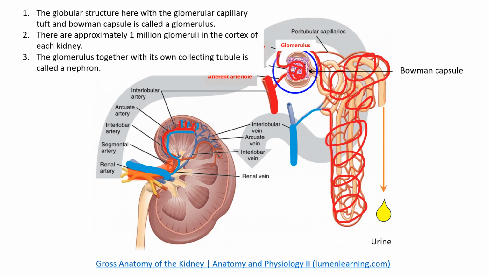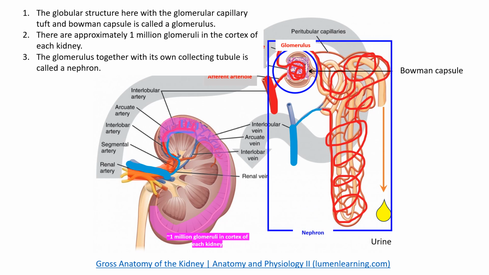The globular structure here with the glomerular capillary tuft and Bowman capsule is called a glomerulus. There are approximately 1 million glomeruli in the cortex of each kidney. The glomerulus, together with its own collecting tubule, is called a nephron.